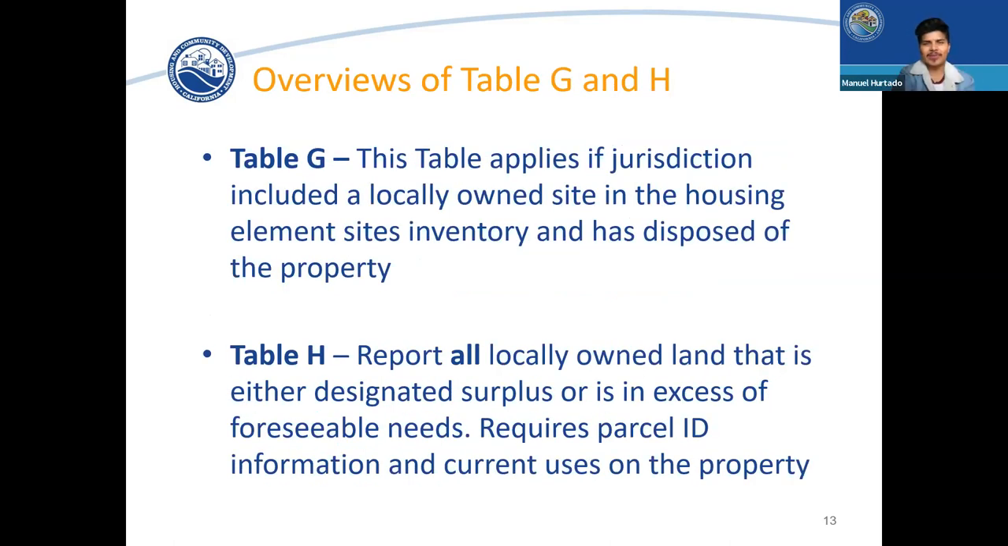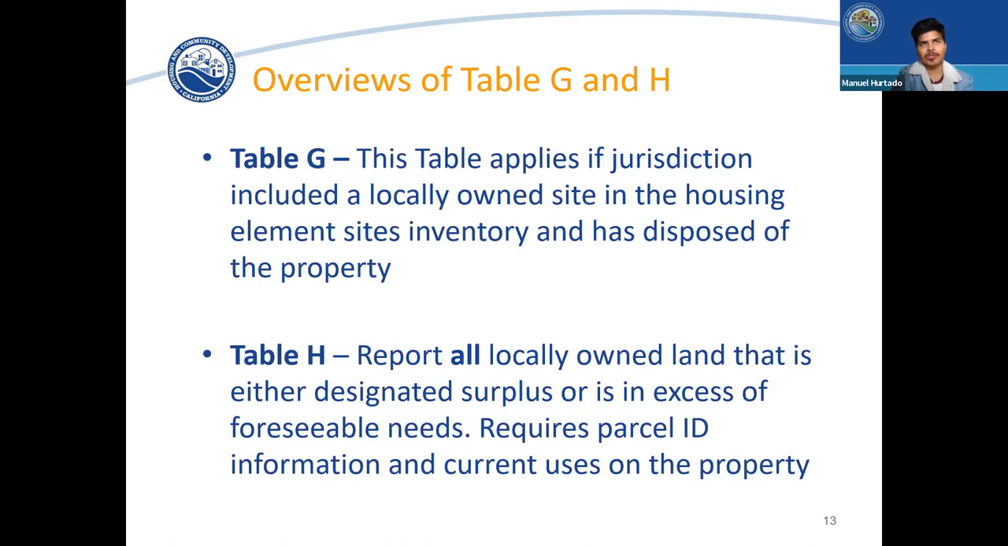Hello, everyone. So just to continue on with the tables. Table G reports on locally owned housing sites that were included in the housing element sites inventory that were disposed of by the jurisdiction. Table G most likely doesn't apply to most jurisdictions, but a site must meet three conditions to be included in this table. One, it must be locally owned. Two, it must have been included in the housing element sites inventory. And three, it must have been disposed of by the jurisdiction.